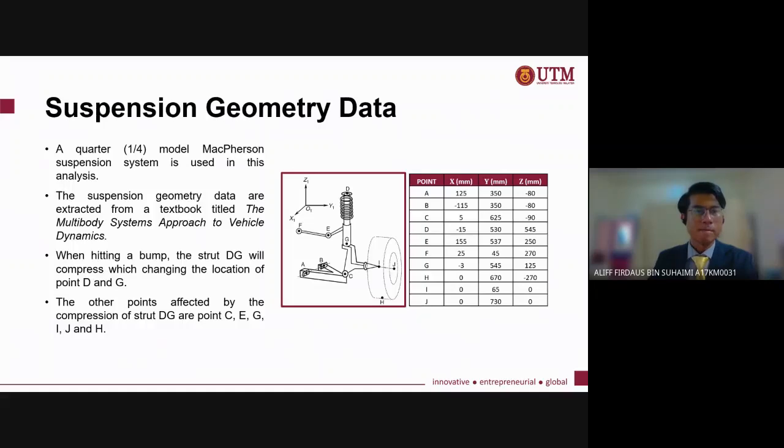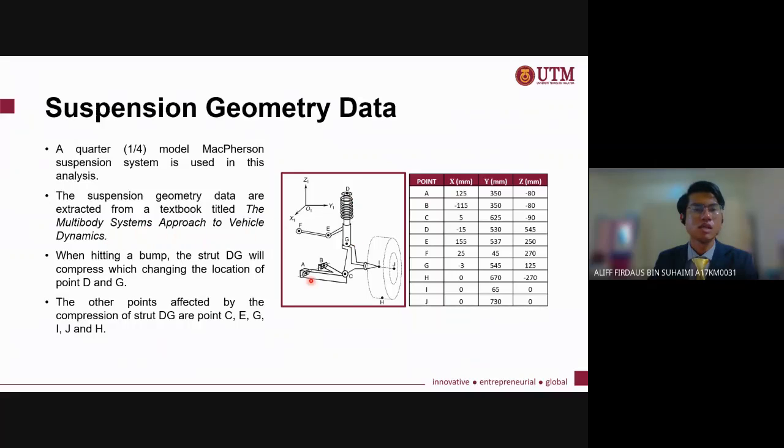Okay, for my research, I will be using a quarter model of the MacPherson strut. Okay, as you can see here, it has all the labeling, and this table is the position of the points in the XYZ plane, okay, for A, B, C until J. And this data is extracted from the textbook titled The Multibody System Approach to Vehicle Dynamics.